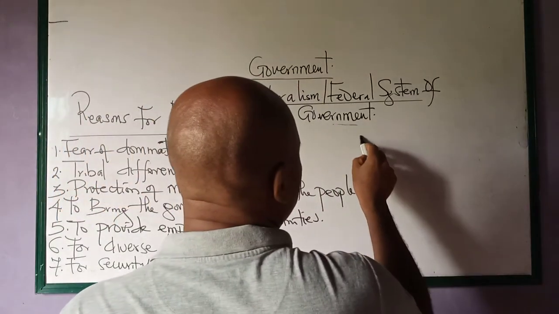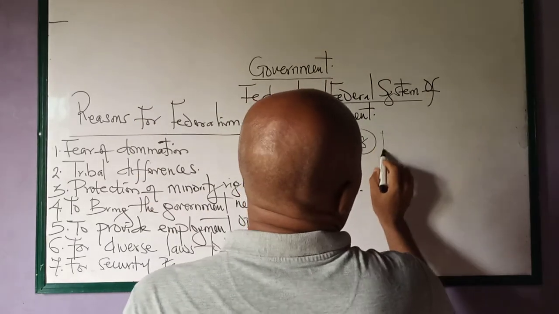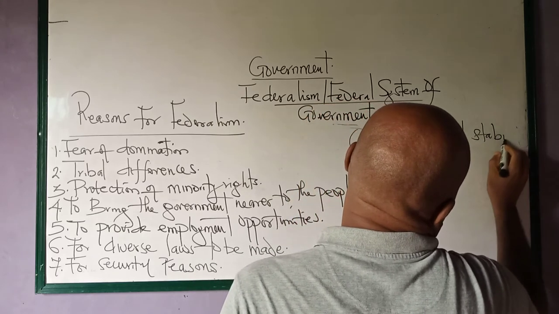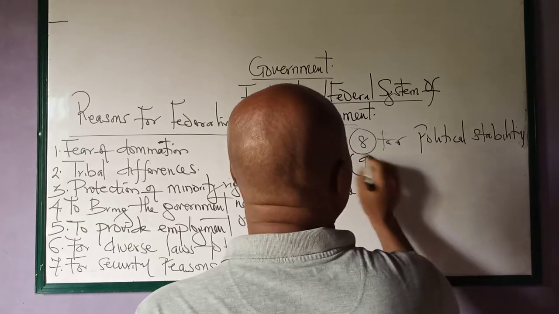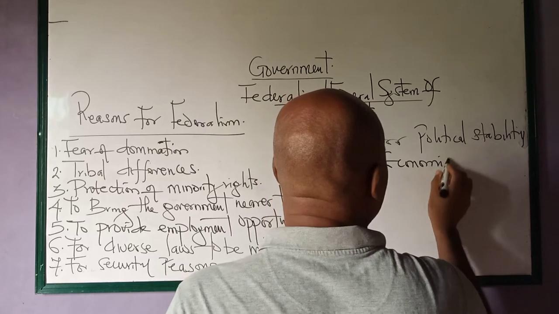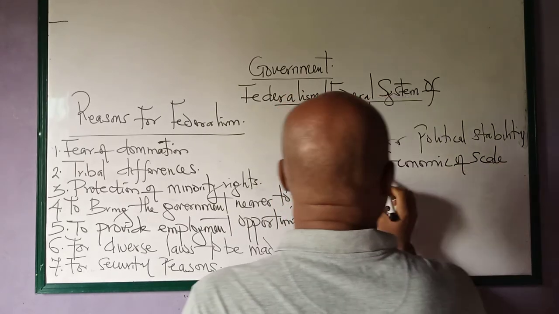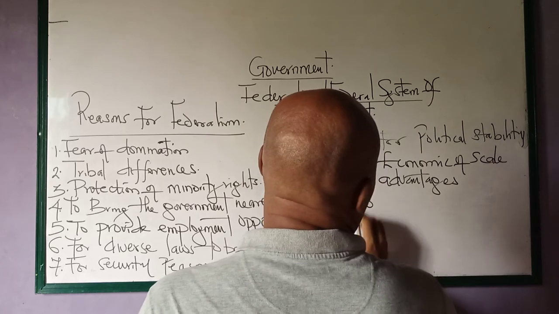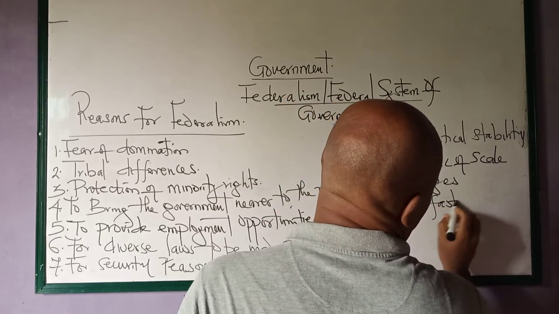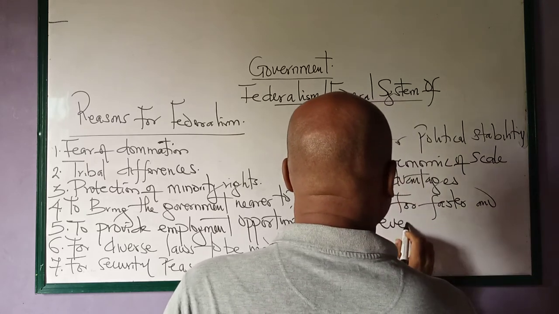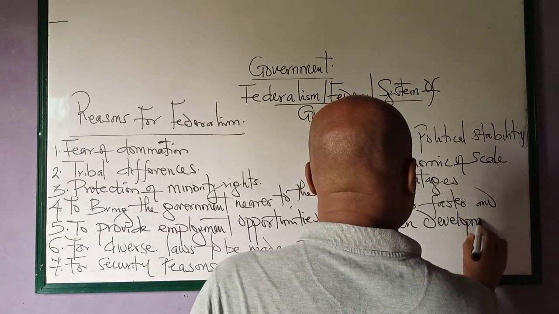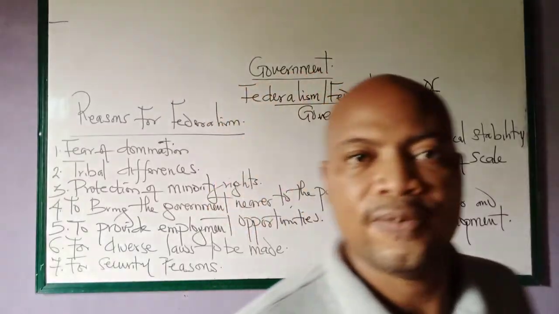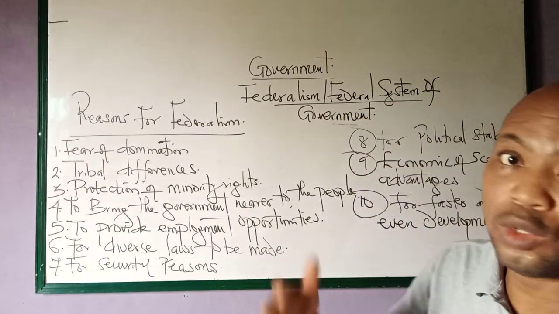Now, number eight, for political stability. Number nine, economy of scale advantage. Number ten, for faster and even development. So here we have given ten reasons for the adoption of a federal system of government. Let us quickly look at them one after the other.